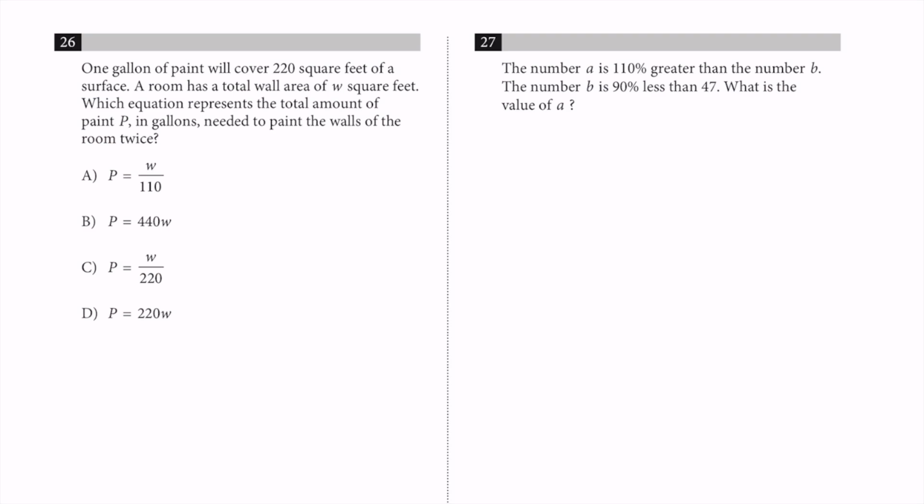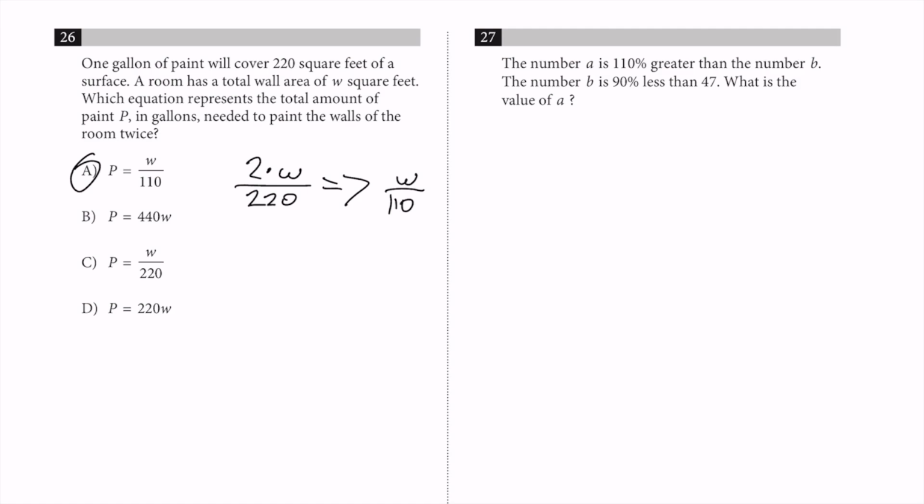So to know how many gallons, let's say W was 220, right? If that was the case, we'd only require 1 gallon. We take our W divided by 220 and then get 1, but we need to do it twice, so we multiply that by 2. So we're going to have 2 times W over 220, which simplifies to W over 110, which is going to be answer choice A.